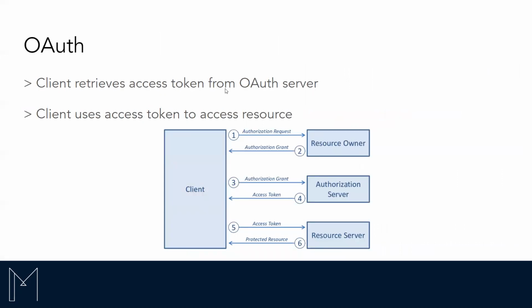OAuth is a different authentication method. The client retrieves an access token from the OAuth authorization server, and the client uses that access token to access the resource. This improves security. So what you do is send an authentication request and an authentication grant. From the authorization server, you will be given an access token on top of your private key, probably, and you would use that to access the actual resource.